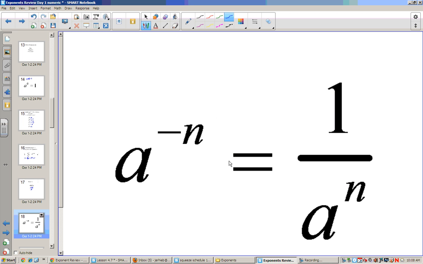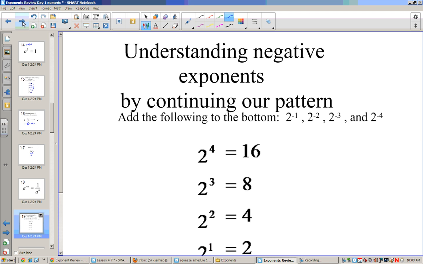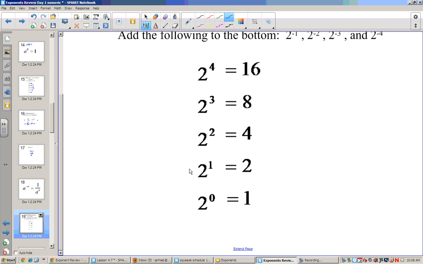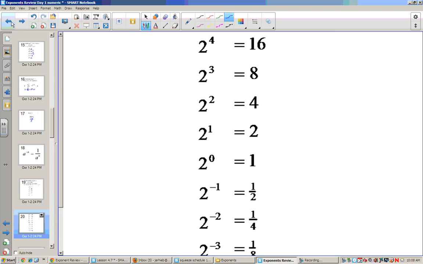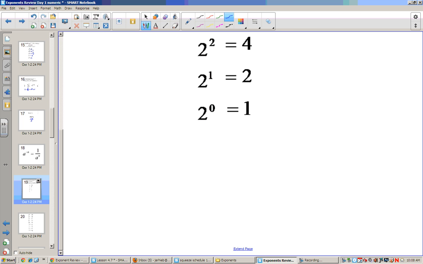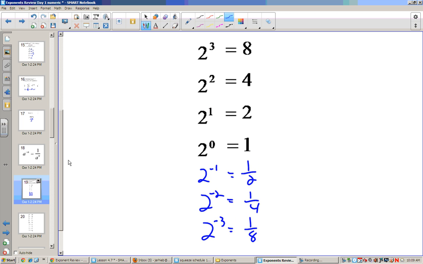Now, if we have a to the negative n equals 1 over a to the n, this is defining negative exponents. So if we continue our pattern, we're still dividing by 2, so that's going to be 1 divided by 2. And if I divide that by 2, that's going to be 1 fourth. 2 to the negative 3, that's 1 eighth. And notice how this is just 1 over 2 to the third, 1 over 2 squared. So the negative exponent is just 1 over 2 to that exponent.